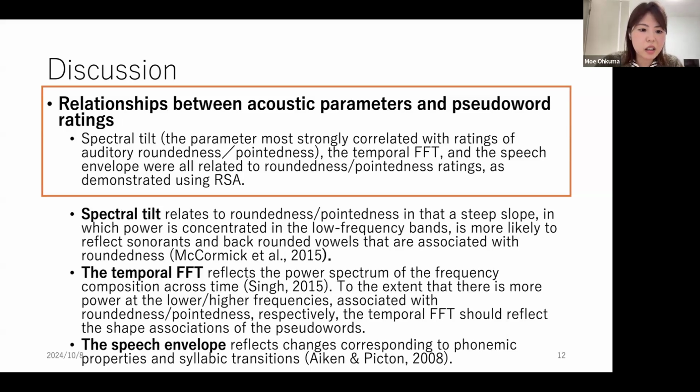I made a part below about predicting results, but maybe we don't have enough time, so sorry, but let me skip this part.